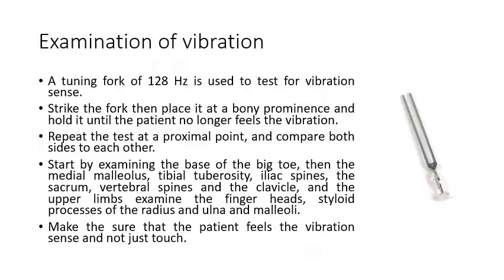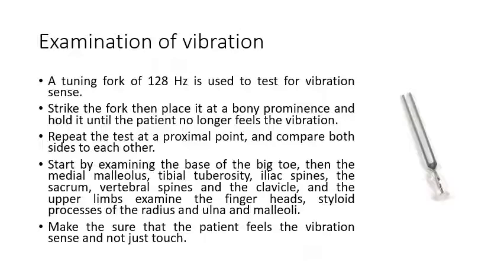For examination of vibration, we use a tuning fork of 128 Hz frequency. We strike the fork and then place it at a bony prominence and hold the fork to this prominence until the patient no longer feels vibration. We repeat the test at a proximal point and compare both sides of the body to each other.